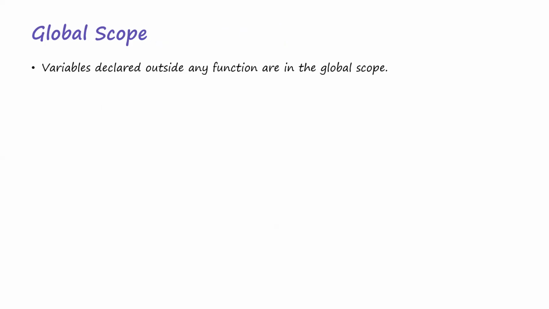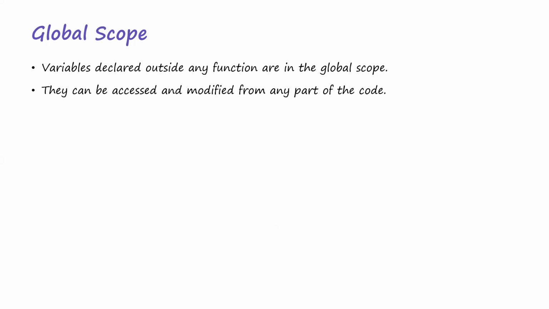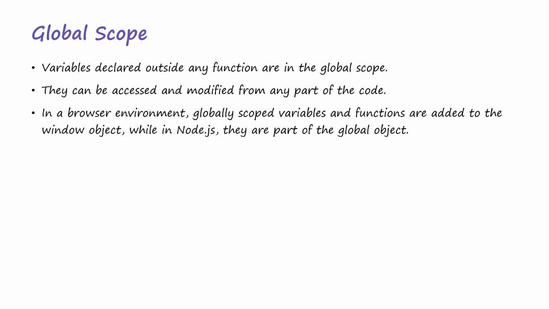So the global scope: variables declared outside any function are in the global scope. Any variable you define outside a function is in the global scope. They can be accessed and modified from any part of the code. And in the browser environment, globally scoped variables and functions are added to the window object, while in Node.js, they are part of the global object.